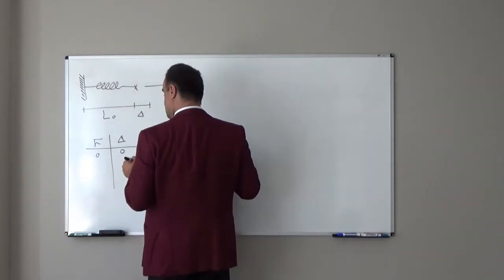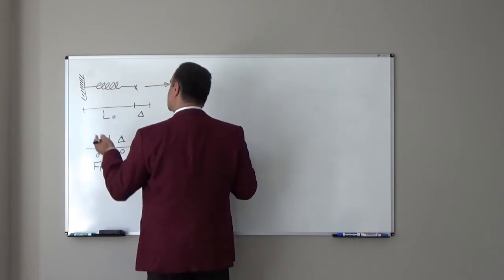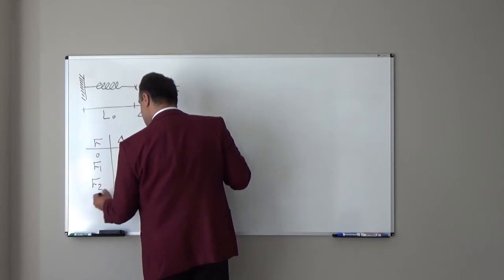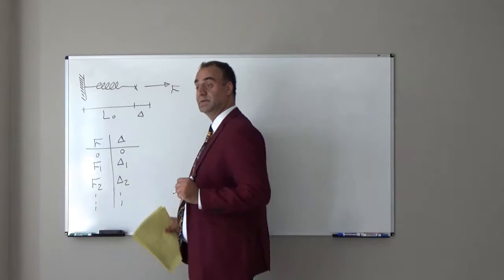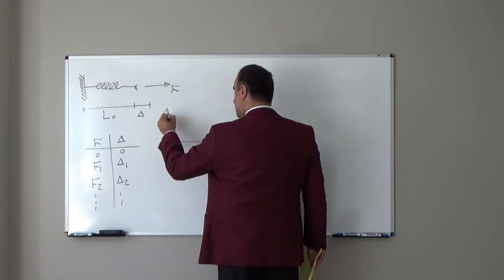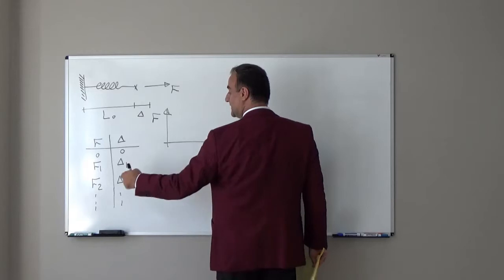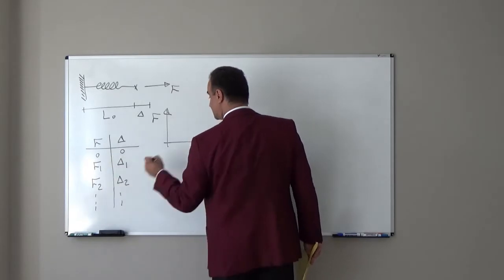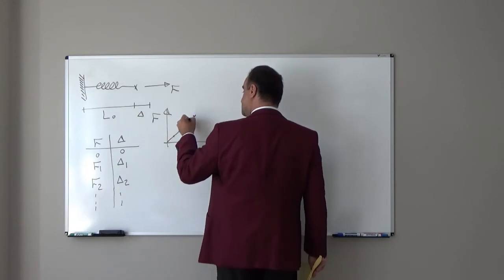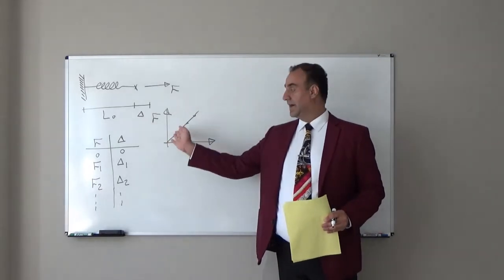Then I increase the force a little bit to F1. Deformation will increase to delta 1. Then a little bit I increase the force to F2. Deformation will increase to delta 2, and so on. If I show these values in one coordinate system, and I call the horizontal axis delta and the vertical axis F, and I show each one as one point, I will have several points. If I attach these points together, I will end up with one inclined line.